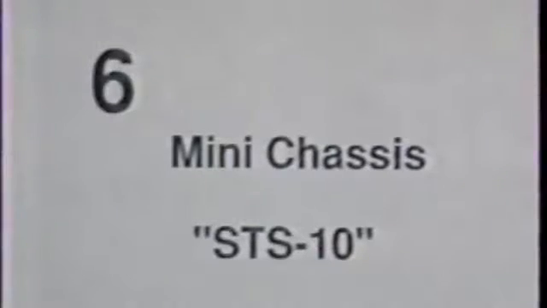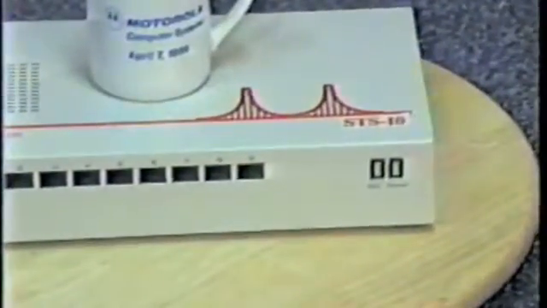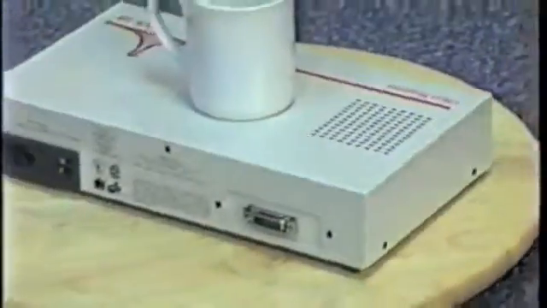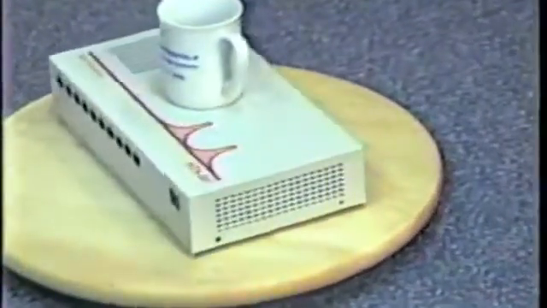The smallest chassis is called the STS-10. It has only 1 configuration. It's a 10-port terminal server. It has 1 Ethernet connection on the back. On the front, it has RJ45 connectors that allow attachment of 10 asynchronous terminals or printers.